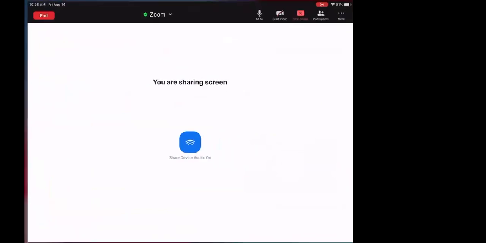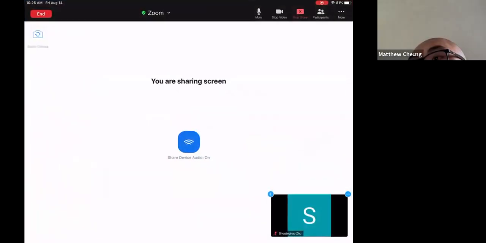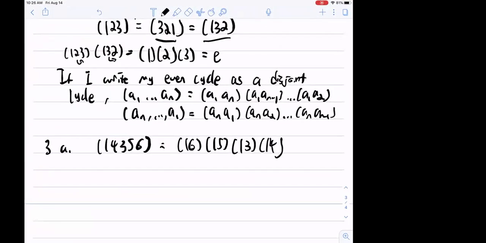And what else? What did they ask? Sorry, I keep going to the wrong one. So identify as even or odd, right? So it should be even, right? Because there's 1, 2, 3, 4. So it's an even number of transpositions.